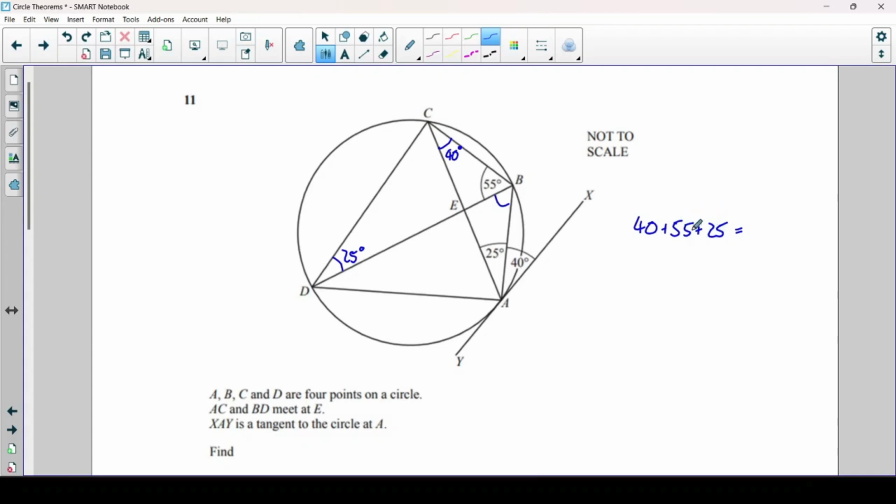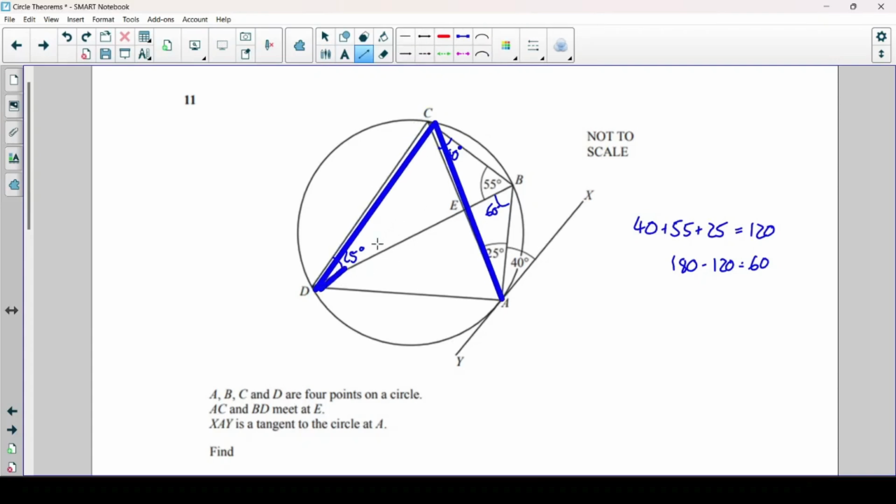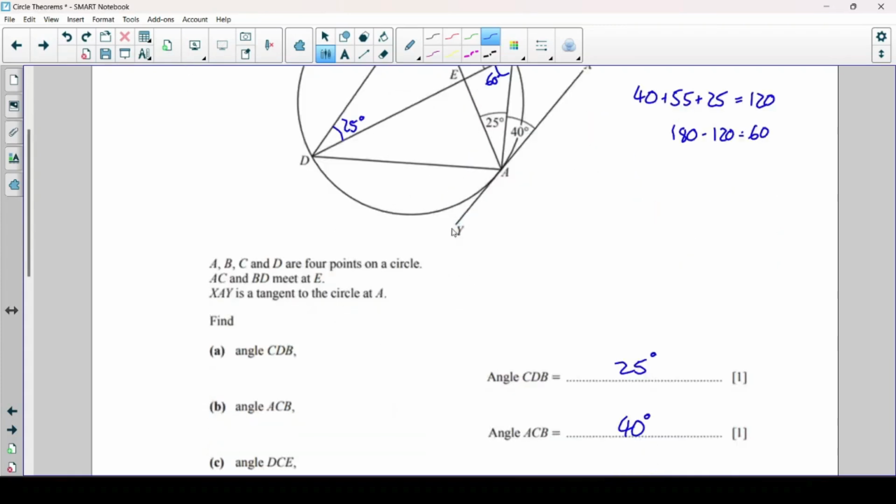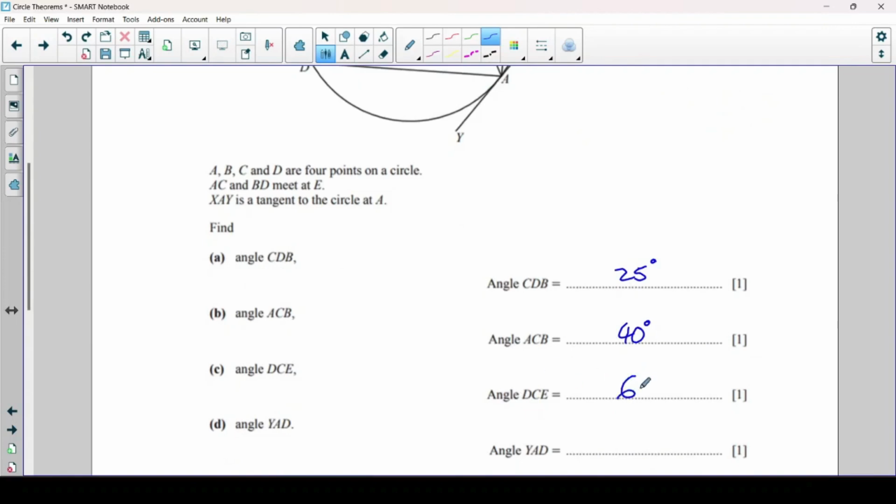So that bit there is equal to 80, add that is 120. So 180 take away that is equal to 60. So that little bit there is equal to 60. And then here, these two are equal. So that one and that one, we've got that kind of bow tie shape, so they're both equal to 60 degrees. If there's a quicker way to do that that I've not spotted, then maybe you can let me know in the comments below. So DCE is equal to 60 degrees.